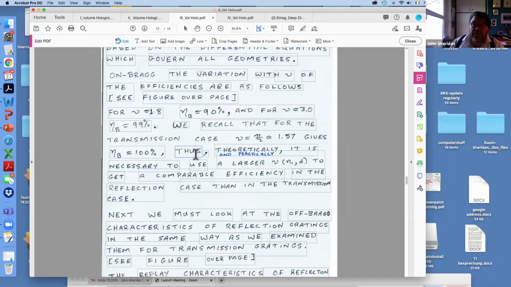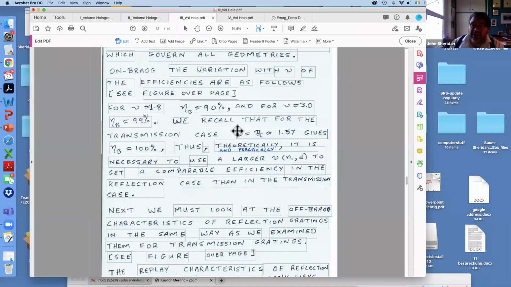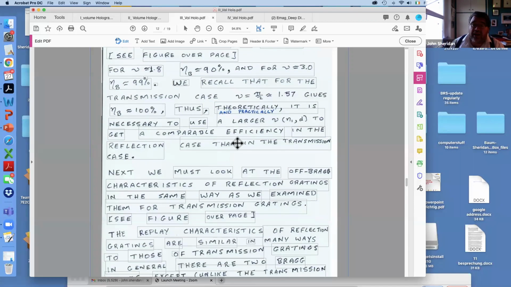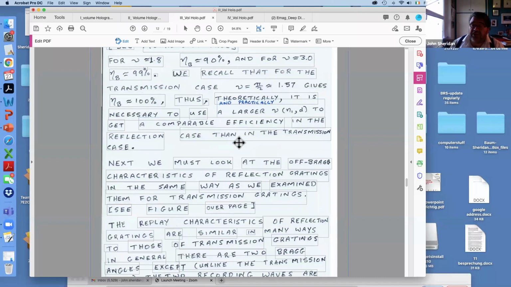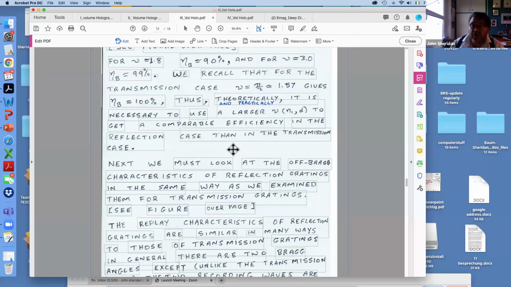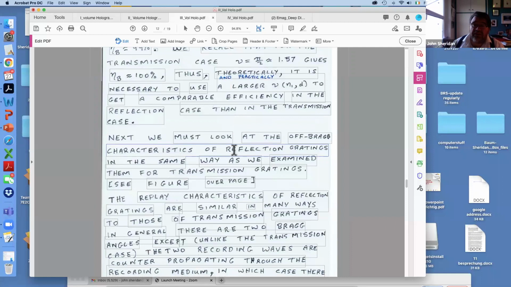We recall that for the transmission case, when the grating strength is pi over 2, we're going to get 100% efficiency. Thus, theoretically and practically, it is necessary to use a larger grating strength, so a larger modulation and thickness, to get a comparable efficiency in the reflection case than in the transmission case. Okay. And again, this here is a linear function of these two things. It's kappa times d divided by the square root of CSCR, or the magnitude of CSCR in the reflection case.